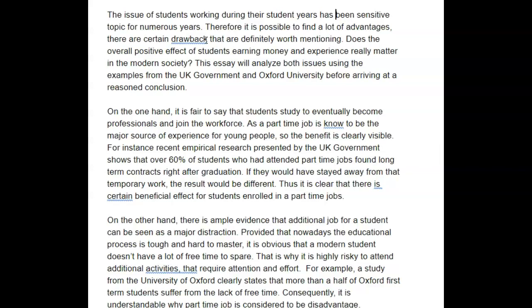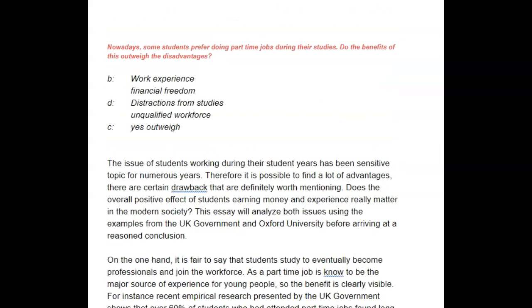This essay will analyze both issues using the examples from the UK government and Oxford University before arriving at a reasoned conclusion. Okay, I'd rather you didn't do that. And I think I might have mentioned in some of your previous essays. You see here that it asks you very specifically if the advantages outweigh the disadvantages. If you look at the band descriptors for task 7, they say that you present a clear position throughout your essay. For your position to be clear throughout, it has to be clear from your introduction.